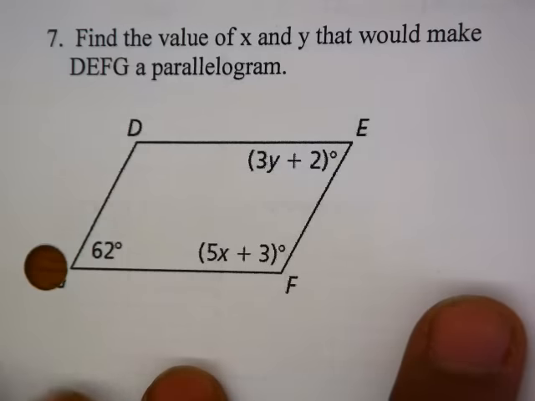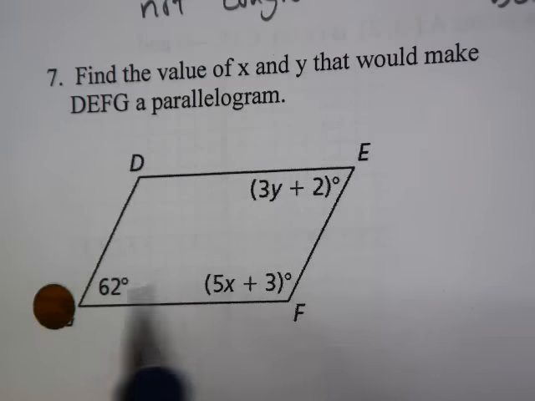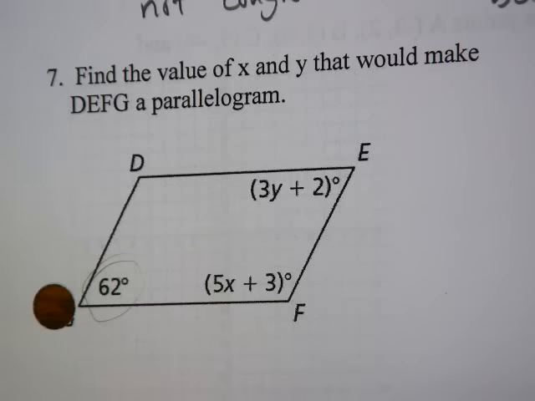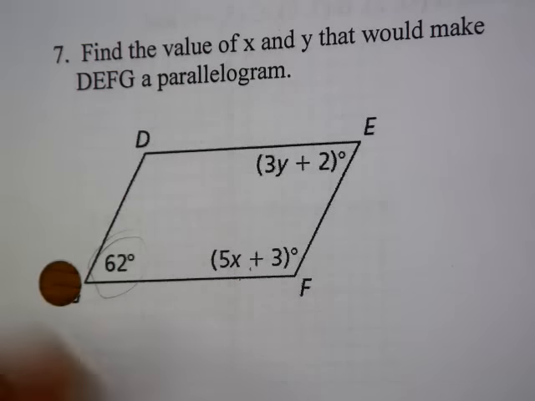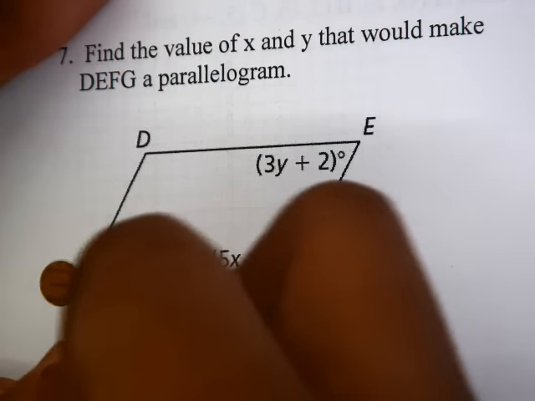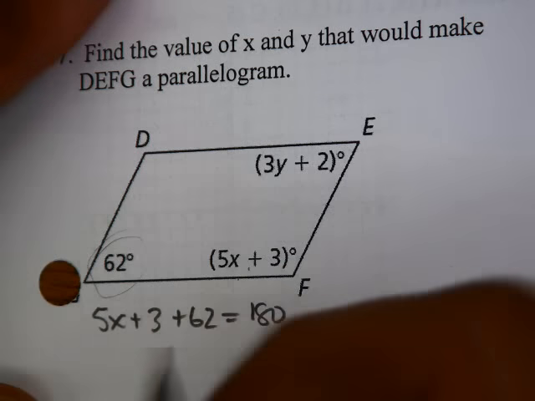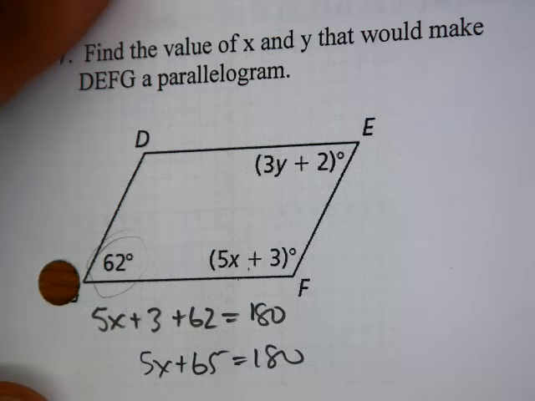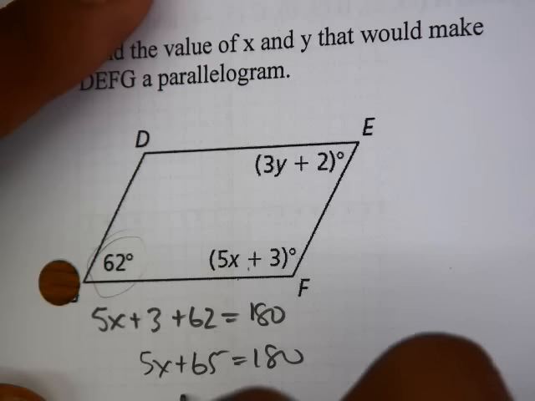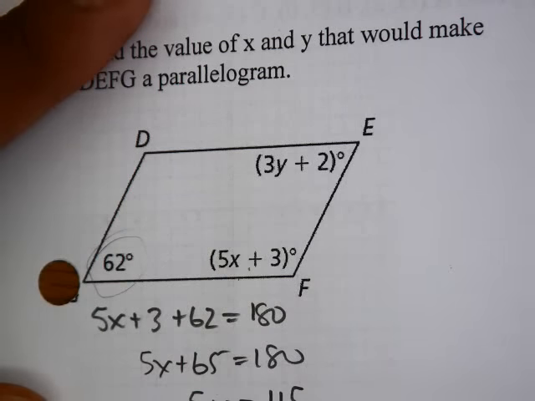Number 7, I would solve for x and y. I'm going to solve for x first. They only give me this angle here is 62. So I know these two angles are consecutive, and so they need to add up to 180. So 5x plus 3 plus the 62 has to equal 180. So our 5x plus 65 equals 180. 180 minus 65 is 115. And divide by 5, x is 23.